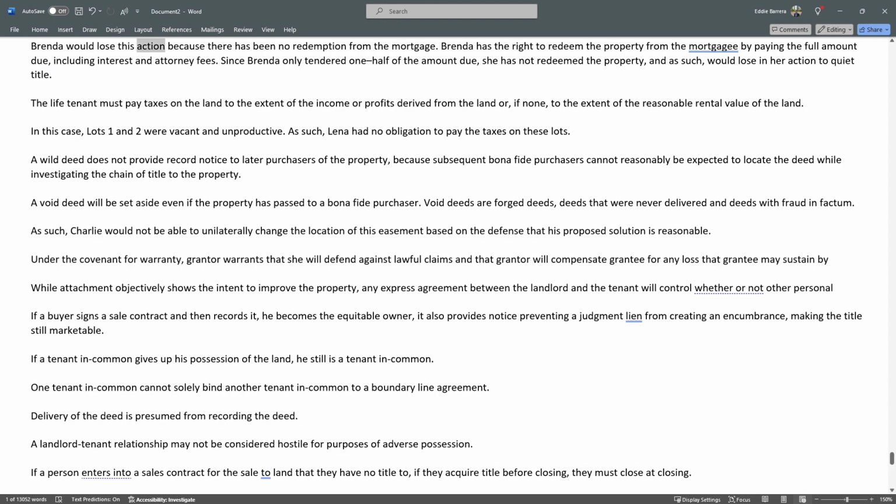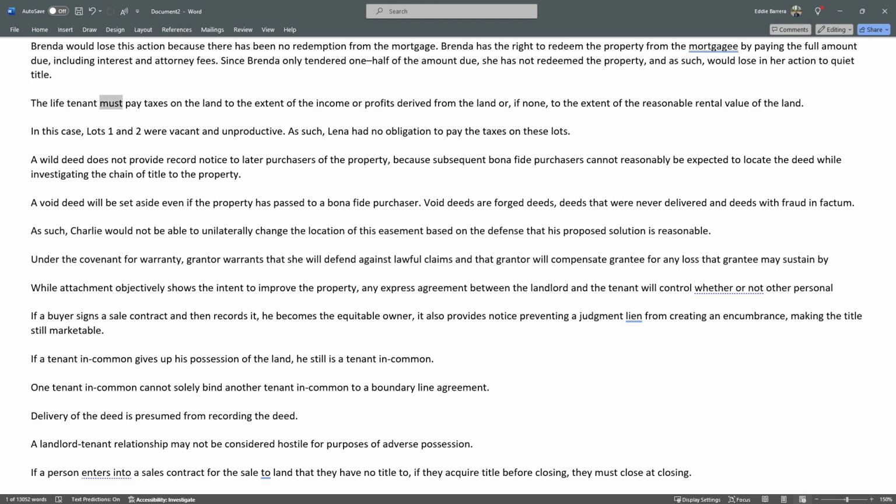Brenda would lose this action because there has been no redemption from the mortgage. Brenda has the right to redeem the property from the mortgagee by paying the full amount due, including interest and attorney fees. Since Brenda only tendered half of the amount due, she has not redeemed the property and, as such, would lose in her action to quiet title.